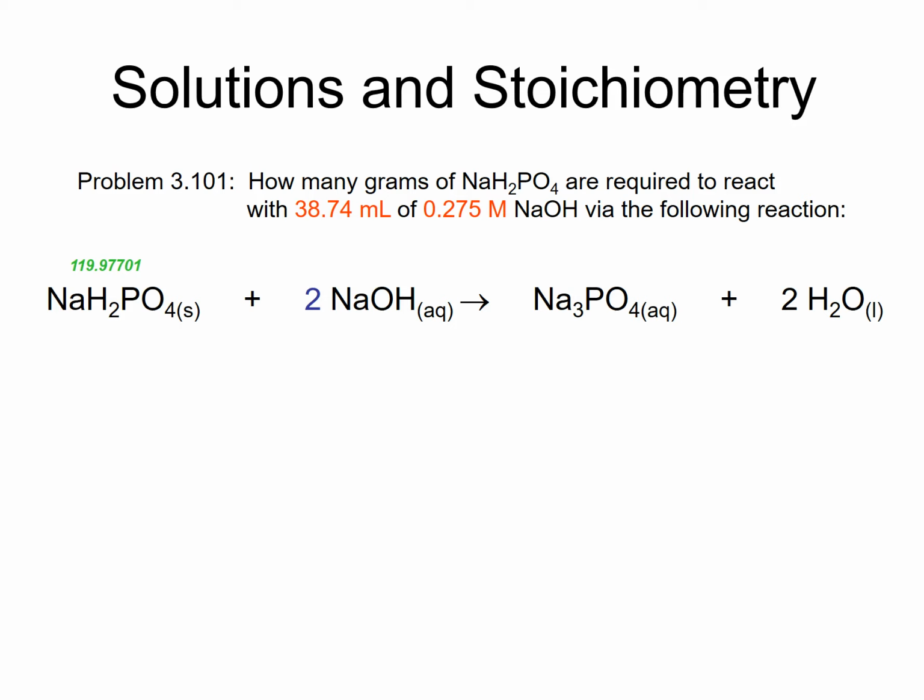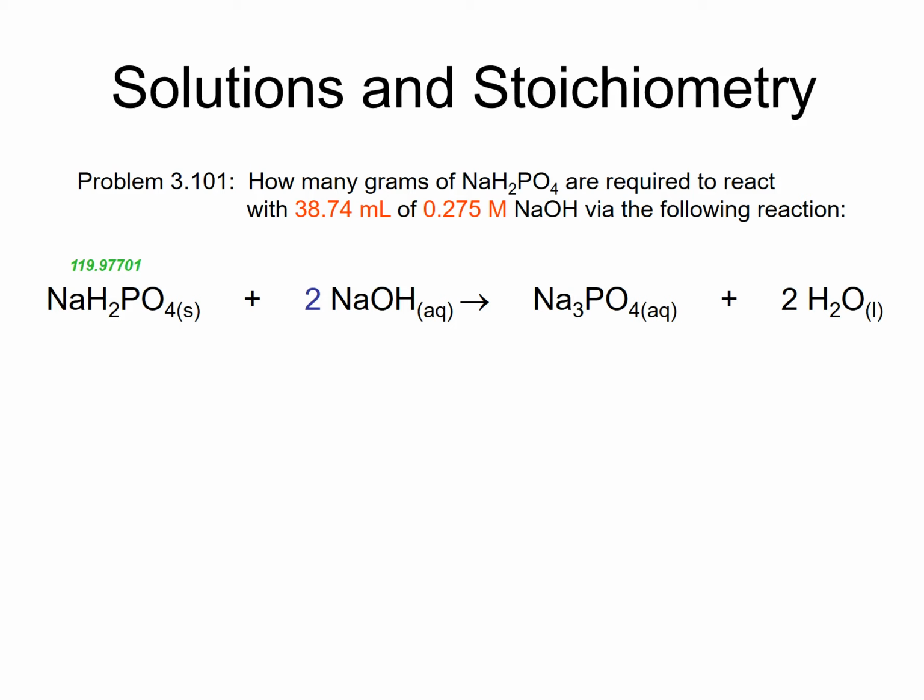Now, the pattern of the problem is very similar to those stoichiometry problems we've worked in the past, but the way the initial information is being provided is a little different, as it has more to do with concentration molarity definitions. So let's take a look at problem 3.10 and read through it. How many grams of sodium hydrogen phosphate are required to react with, and then in red, 38.74 milliliters of 0.275 molar sodium hydroxide? There it is, a volume amount and a concentration amount. And we know what to do with those things.